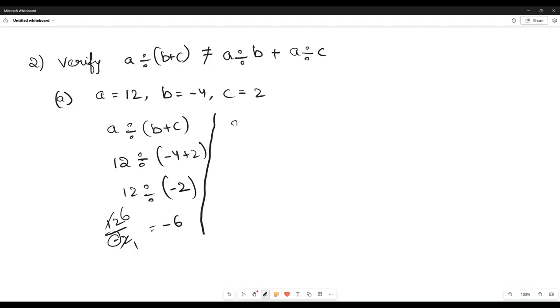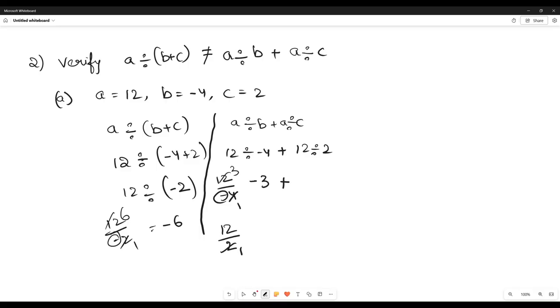Next thing, A divided by B plus A divided by C. A is 12 divided by minus 4, plus 12 divided by 2. 12 divided by minus 4: 4 ones are 4, 4 threes are 12. The denominator has a negative sign, so minus 3. Plus 12 divided by 2: 2 ones are 2, 2 sixes are 12, which is 6. Minus 3 plus 6 is positive 3. Is it correct? The given statement is satisfied because minus 6 is not equal to 3.